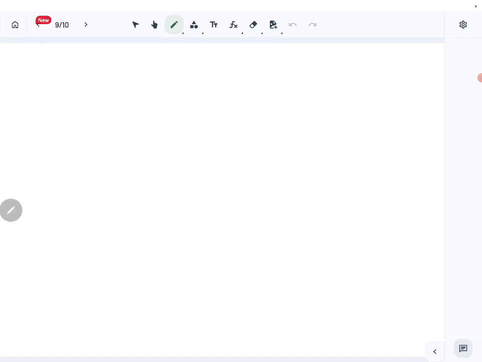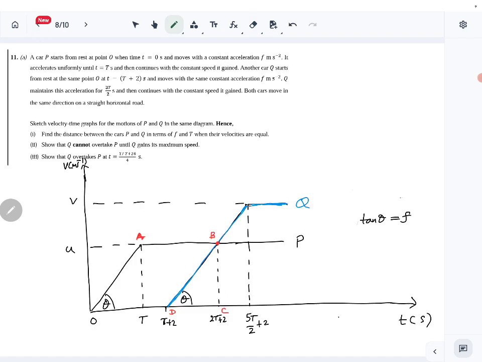So we need this speed in terms of f and T. So we can use the OAE triangle. So tan theta is f, no? So f is equal to u over capital T. So u is equal to fT, right? So we know u is fT.